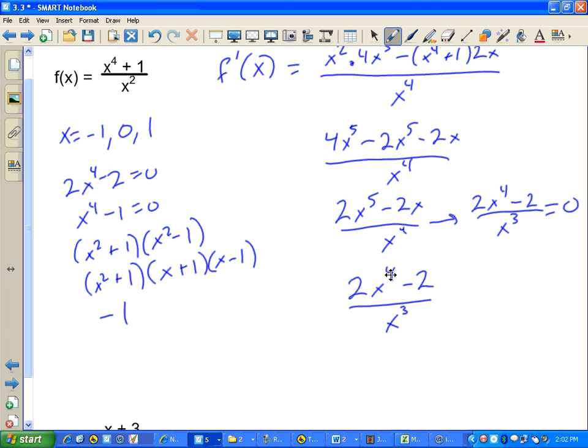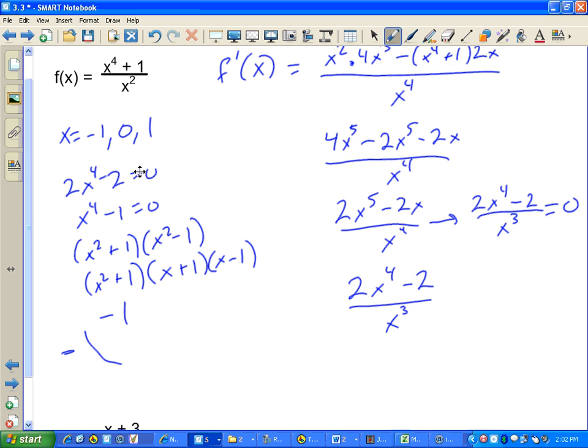Negative 2 to the fourth is 16, times 2 is 32. Minus 2 is going to be 30, which is positive. So I'm getting a positive on top. -1 cubed is a -1, so I'm getting positive over negative. So this is a negative slope on the left, which means it's decreasing.